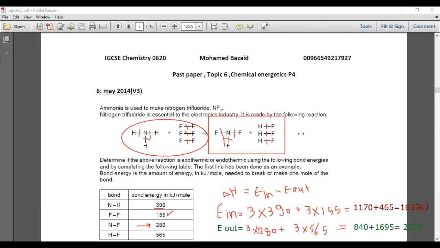Now energy in minus energy out. Energy in, 1635, minus energy out, 2535, equals negative 900 kilojoule. So is this exo or endo? Exothermic reaction. Got it? Yes.